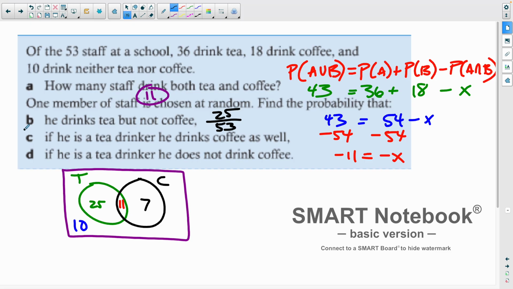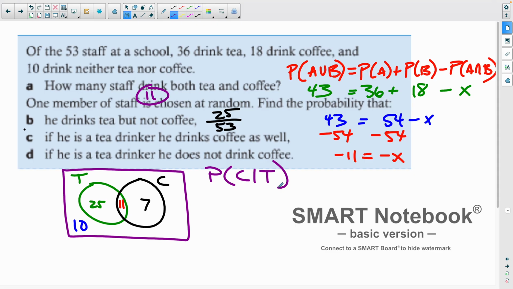Now, the next two kind of are weird, all right? What is the probability if the staff member is a tea drinker, he drinks coffee as well? So another way of saying that is, what is the probability that the staff member drinks coffee given that they're a tea drinker, all right? So what we would say is this, the probability that we drink coffee given that we drink tea.